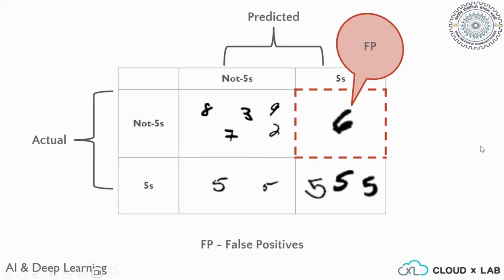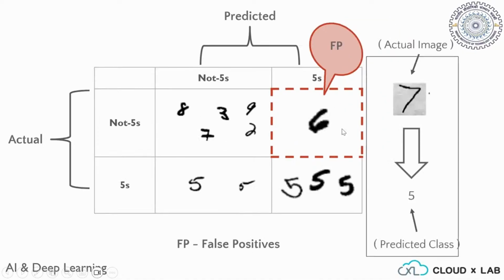So this is the second case where digit is not 5, but model is saying 5, right? So this case is false positive, right? And the example is when we have digit 7 image and model is predicting digit 5, right? So model is predicting here wrong.